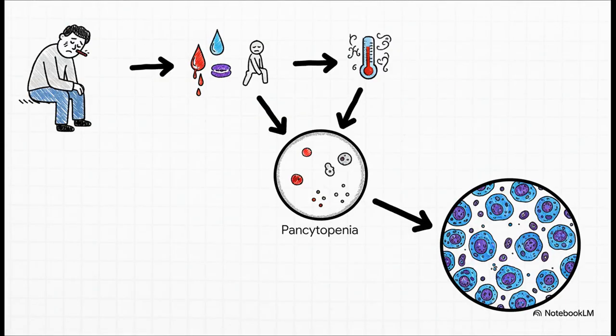This slide is your classic board question vignette. You get a patient who shows up with fatigue, easy bruising, and a fever. You check their labs, and boom, pancytopenia. That means all their cell counts are in the tank. Then you see blasts on the peripheral smear. This whole picture should be screaming acute leukemia at you.